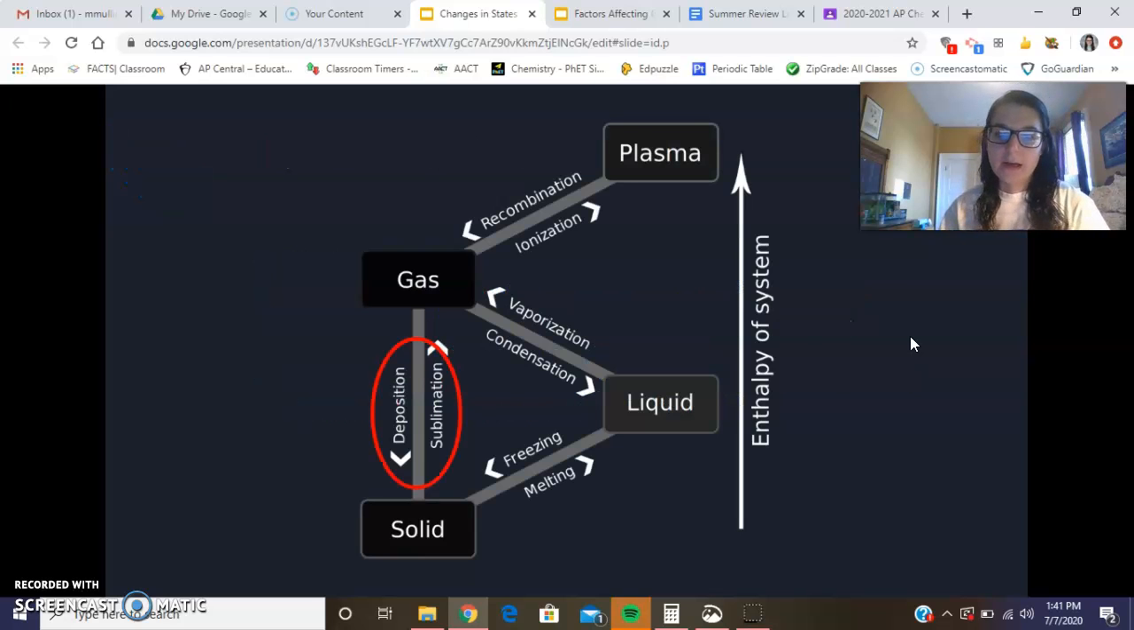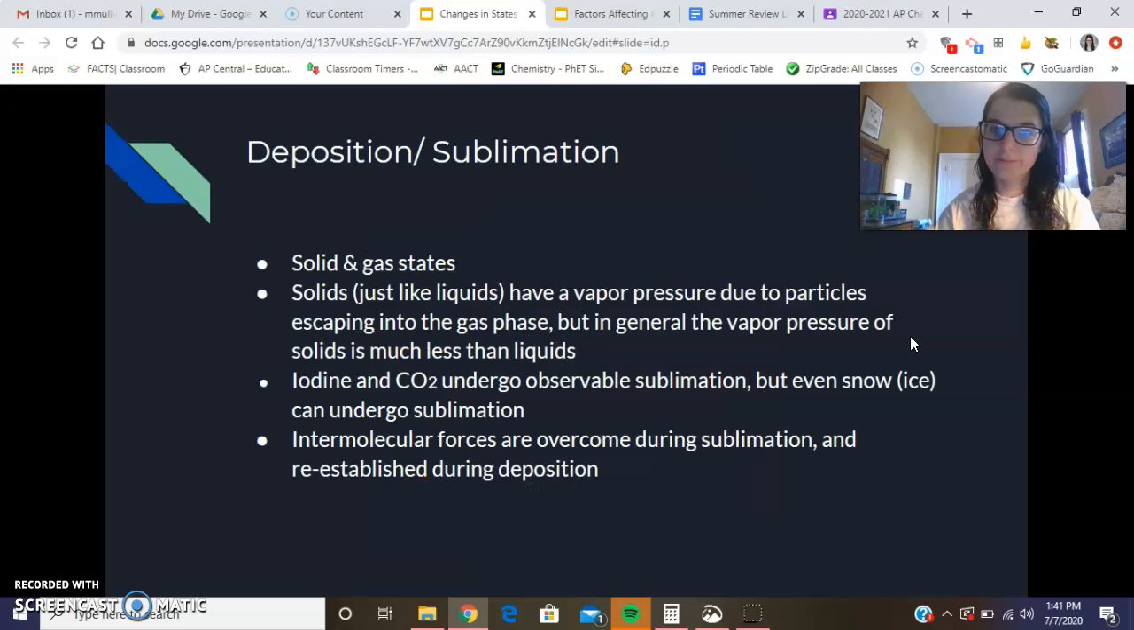And last, we're going to talk about the solid to gas change, which is deposition if you're going from a gas to a solid, or sublimation, solid to a gas, without going through the liquid state. And this can and does occur often. Solids, just like liquids, have a vapor pressure, but we usually don't talk about it because it's so small that we consider it insignificant. But you can see sublimation in some substances. Iodine and CO2 are both common substances that do undergo observable sublimation, so you can actually see it happening. But even snow or ice can undergo sublimation.